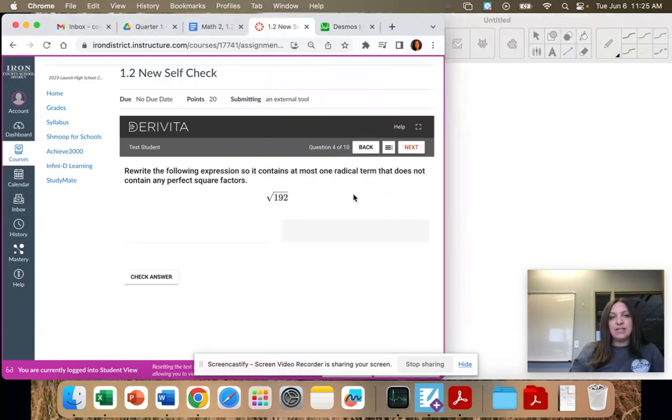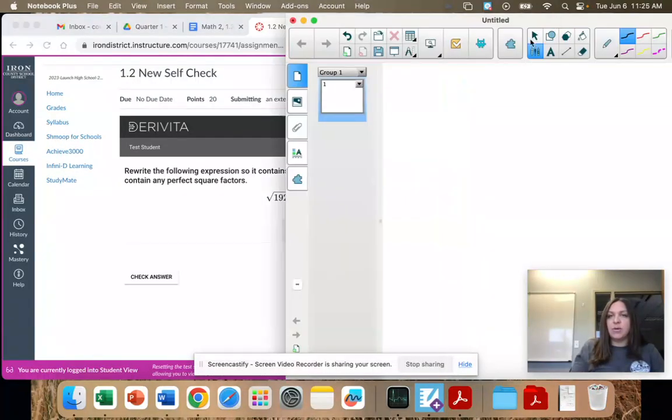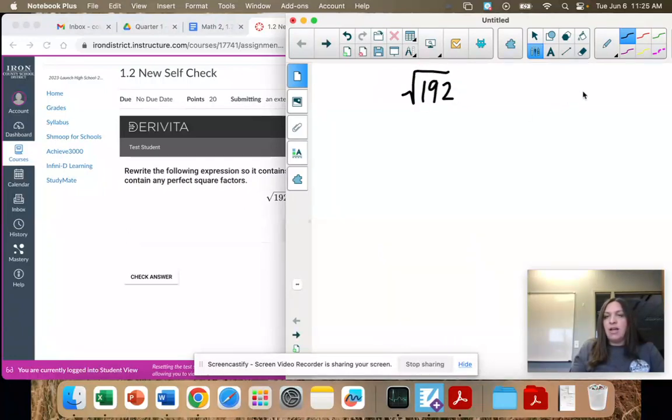Question 4 is the same as number 3, but just a little more complicated, right? That's what we do. So rewrite. So it contains one radical term that does not contain any perfect squares. So square root of 192, and our answer's going to have a radical in it.